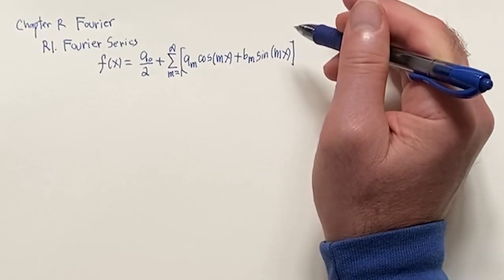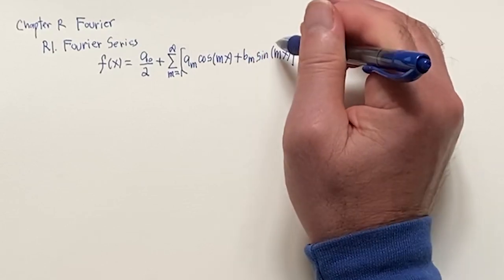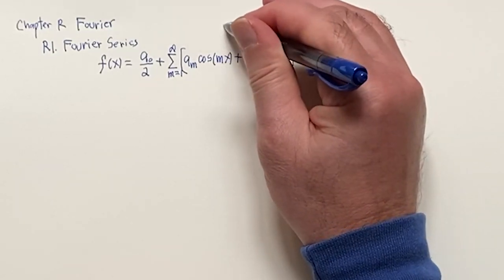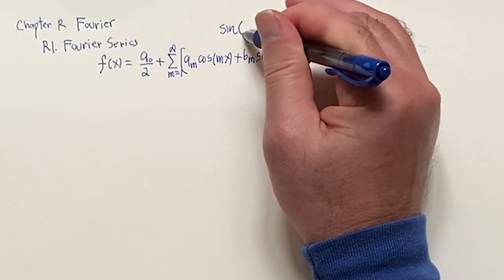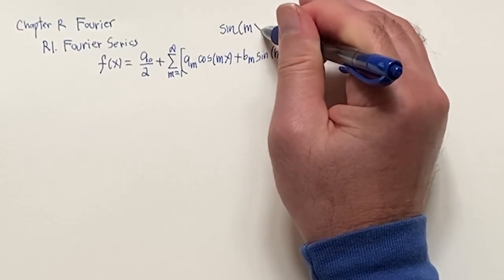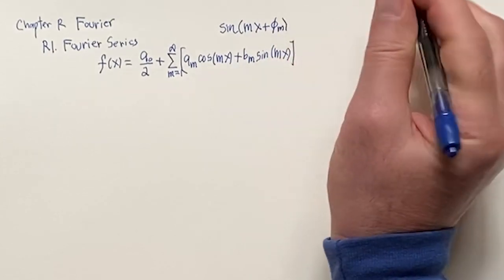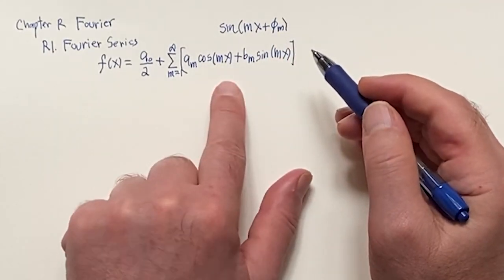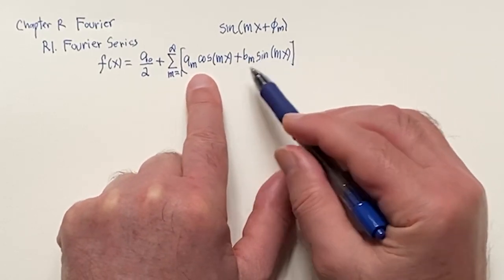You could, if you wanted to, use the sines where you added a phase factor. So you could do this. This is an alternative approach: mx plus some phase for m. But I'm going to use the more traditional method to just break that up into sines and cosines.